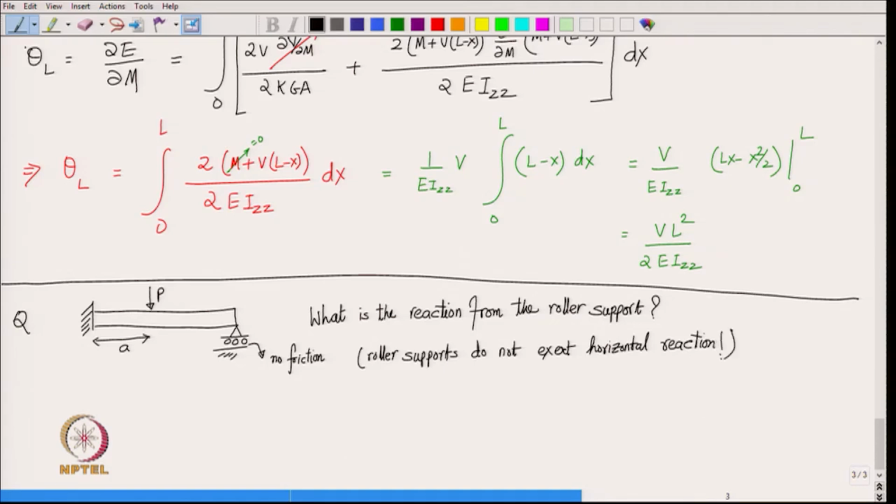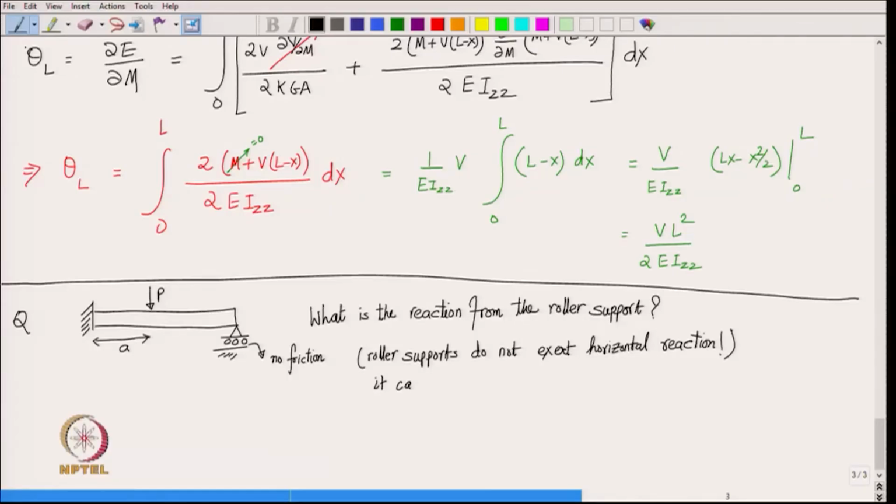But it can of course exert vertical reaction. All right. It can exert vertical reaction.